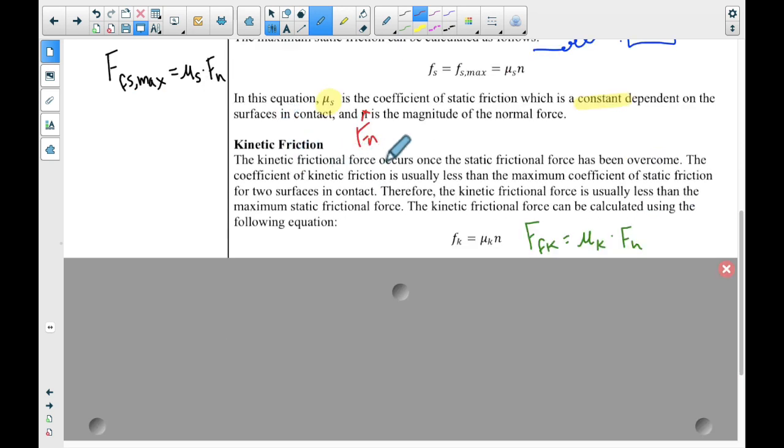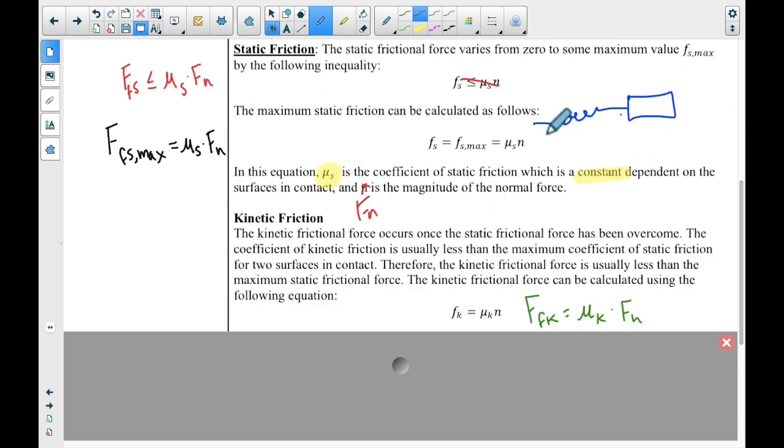Kinetic friction occurs once the static force has been overcome. So back to the wood block with our spring scale. Once it's overcome, then it kind of glides a little bit, but it has that frictional force. That's the kinetic friction now. So the coefficient of kinetic friction is usually less than the maximum coefficient of static friction. And again, we saw that. We pull, and it finally breaks through, and that's when we start getting the coefficient of kinetic friction.